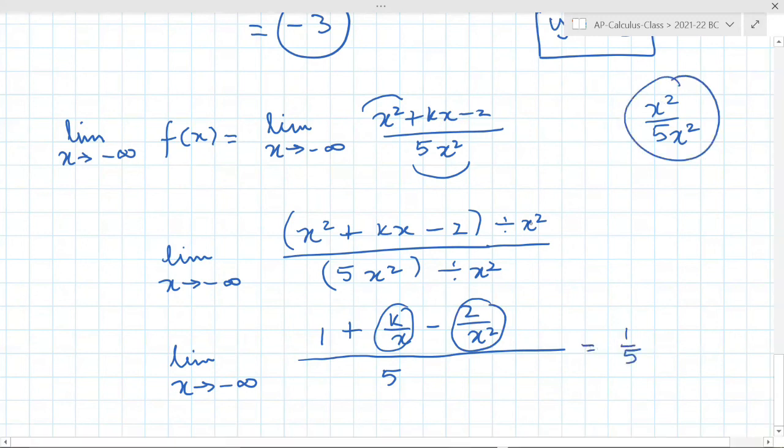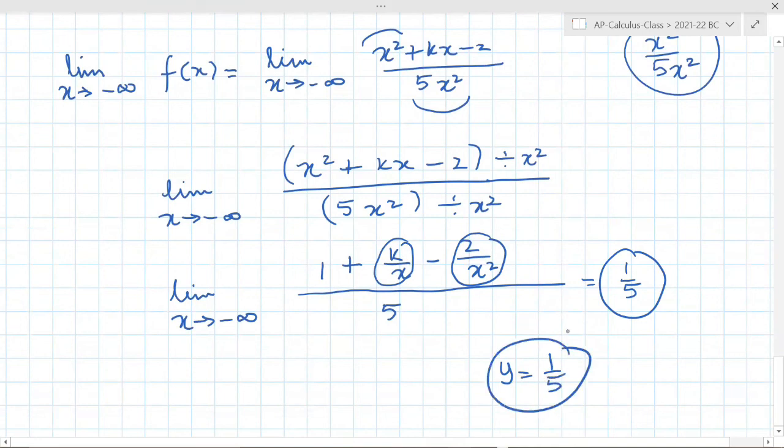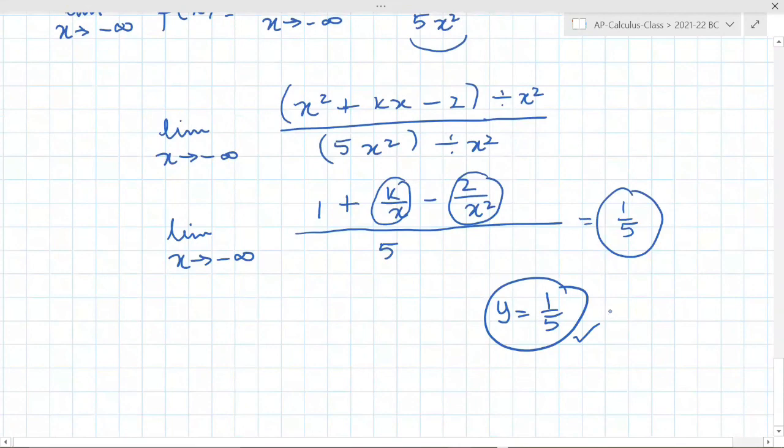Because of this, when it is a rational function, polynomial over polynomial, dividing by the highest power will make the lower power terms go away. So that's why you could have directly written it, but if you're asked to show your work, then you have to do it like this. And this is y equals 1 over 5. So this is the other asymptote. This is the asymptote to the left, where x goes to negative infinity, and this one is on the right side. These are the two asymptotes.